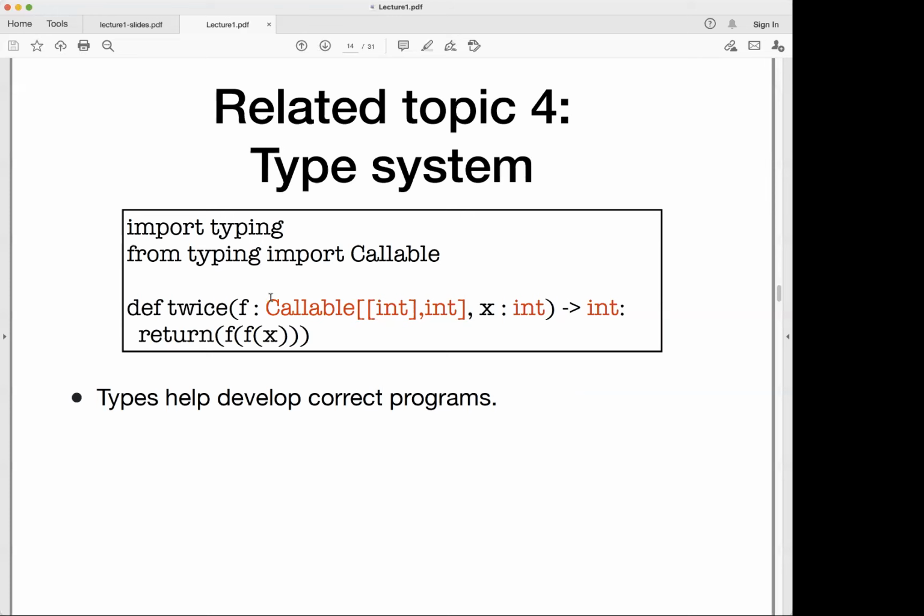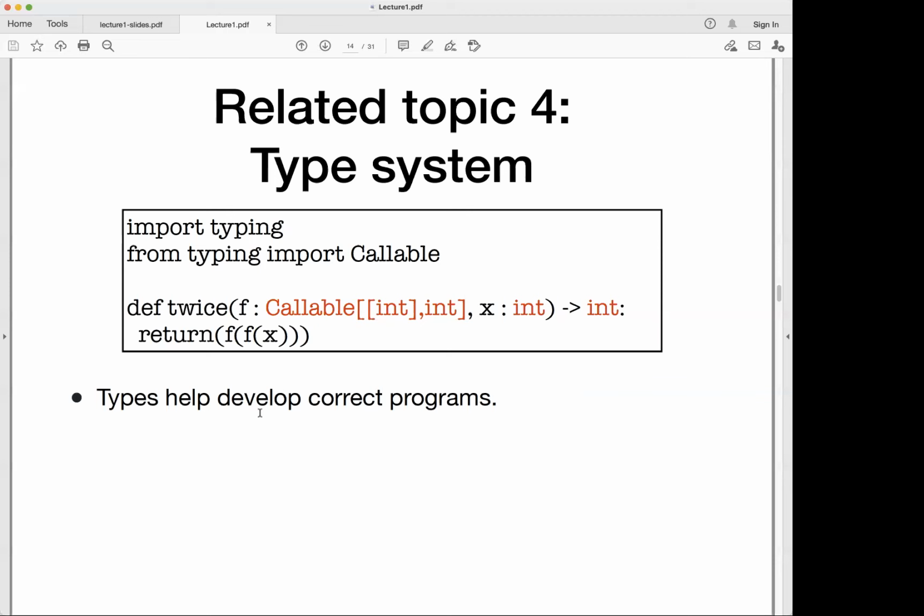So perhaps all of you have some experience with types. I'm using a mechanism or library that allows us to annotate Python functions with types. And in some programming languages like OCaml, you are, by default, always using types. And using types is very useful.